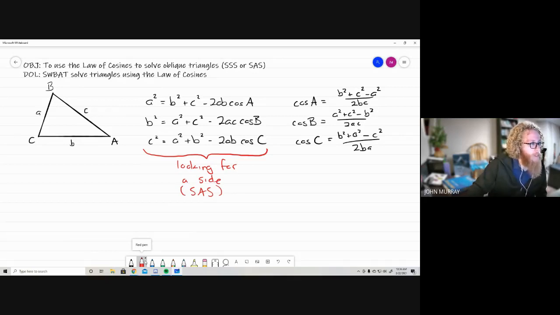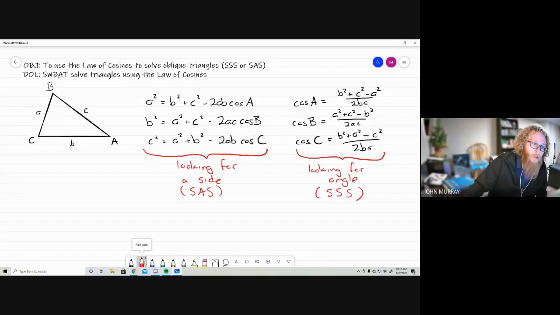If I'm given three sides and I need to find one of my angles, then I'm going to use one of these, also known as alternative forms. All right, and that's when we're given side, side, side.